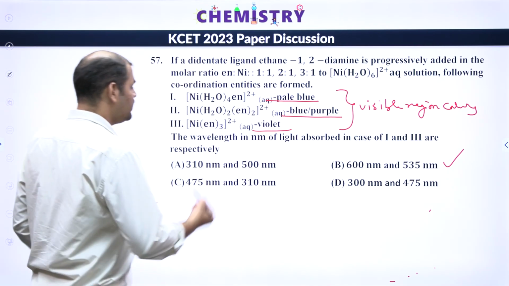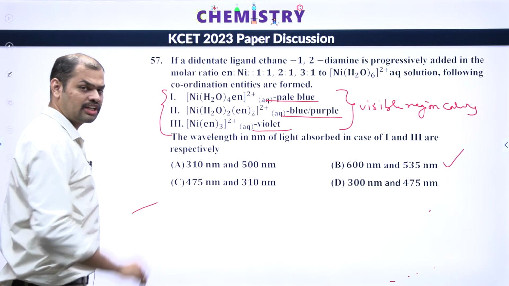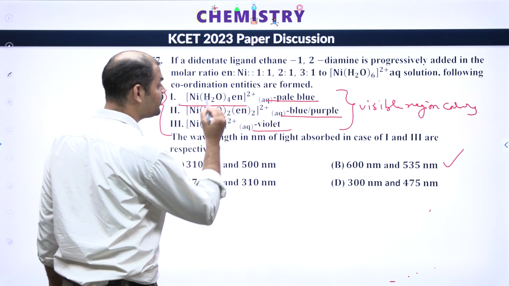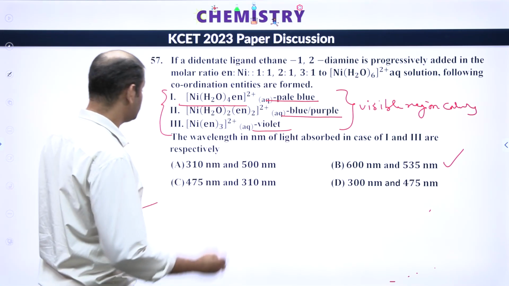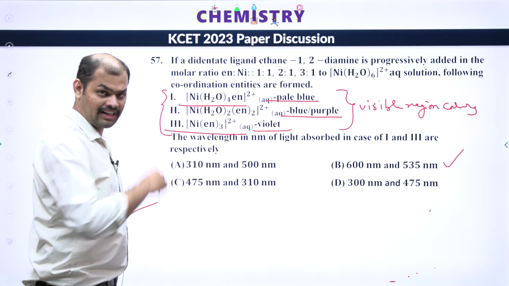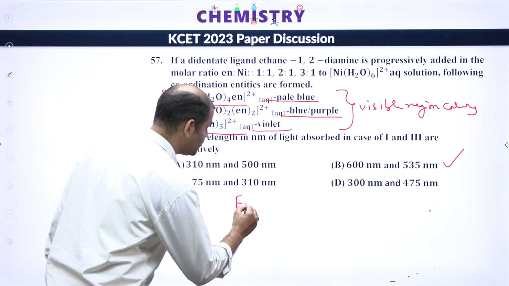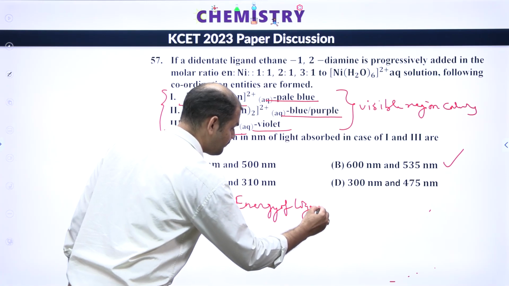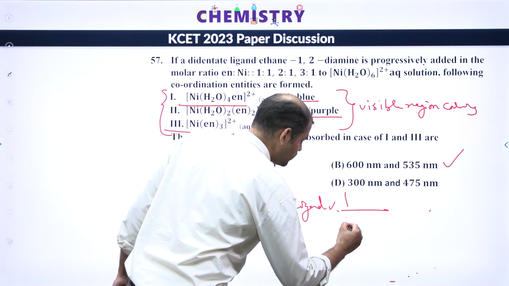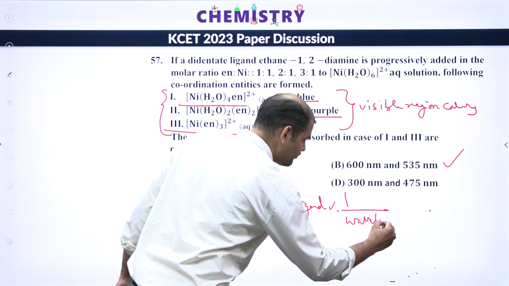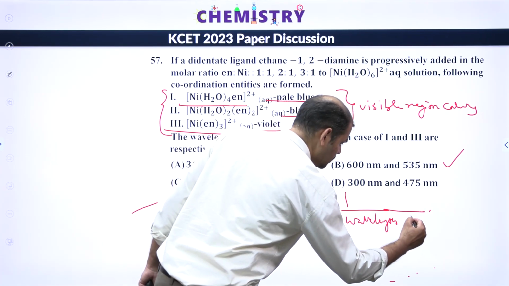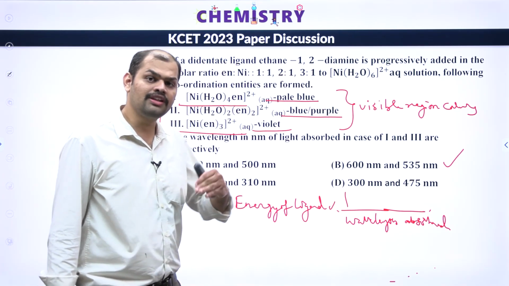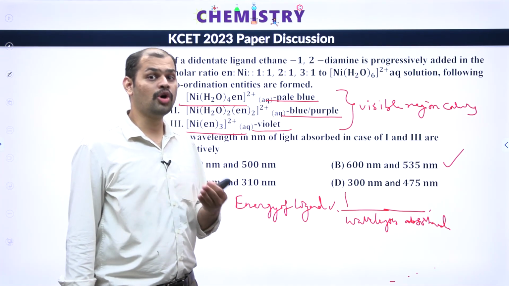Let us discuss carefully. If you observe these three complexes carefully, in the first complex we have 4 weak field ligands and 1 strong field ligand. If you observe the third complex, there are 3 strong field ligands. Remember the concept here: the energy of the ligand field is inversely proportional to the wavelength absorbed. Which means if a strong field ligand is there, less wavelength is absorbed. If a weak field ligand is there, more wavelength is absorbed.